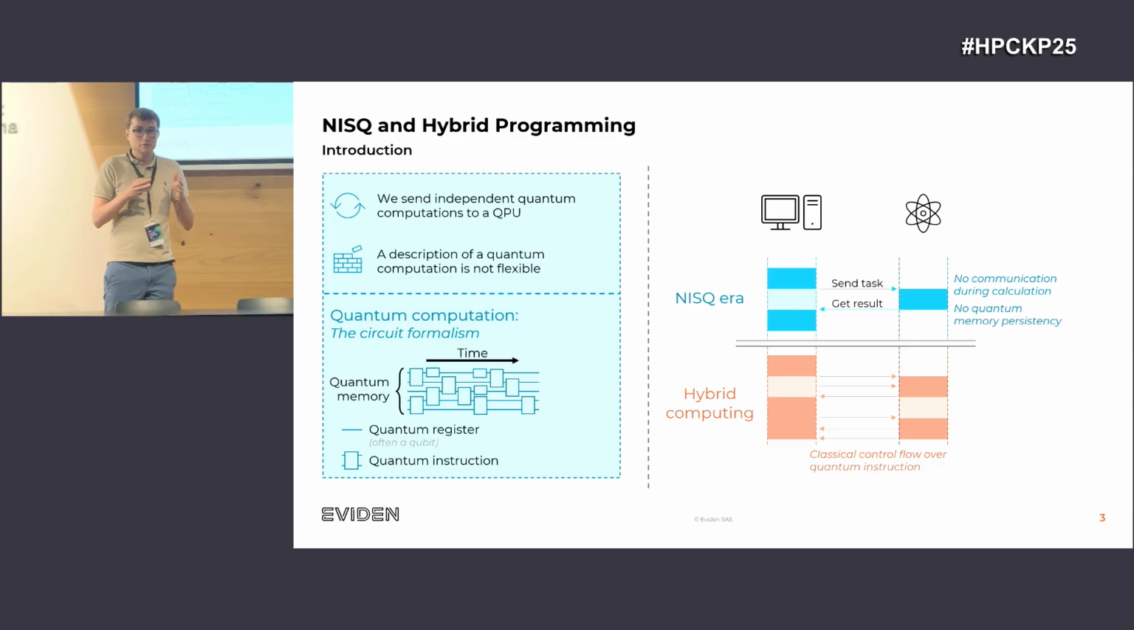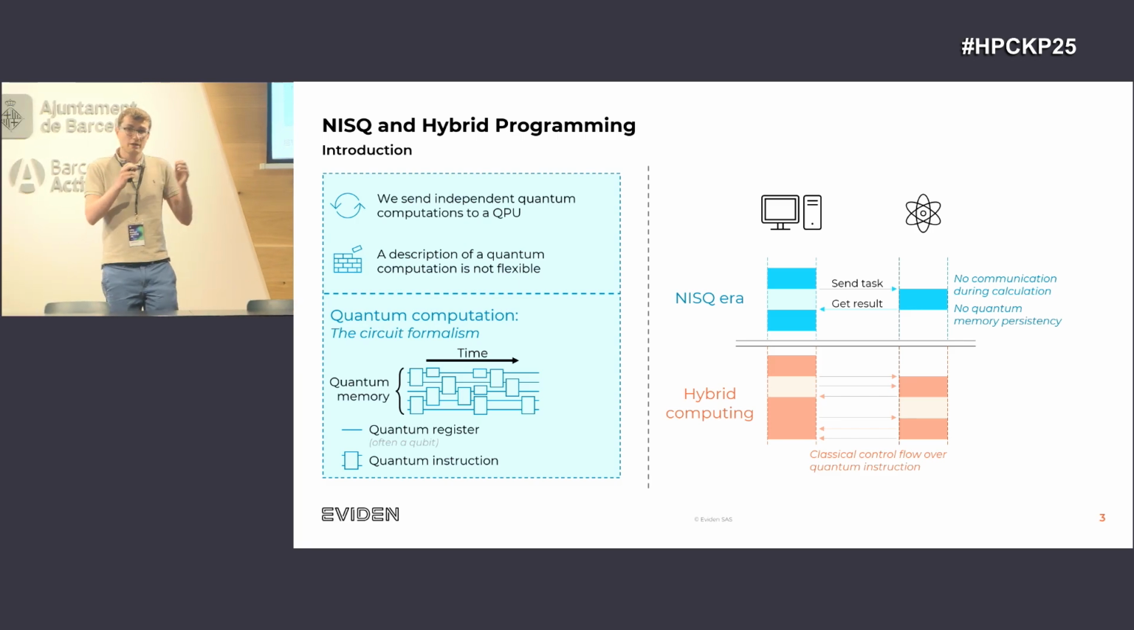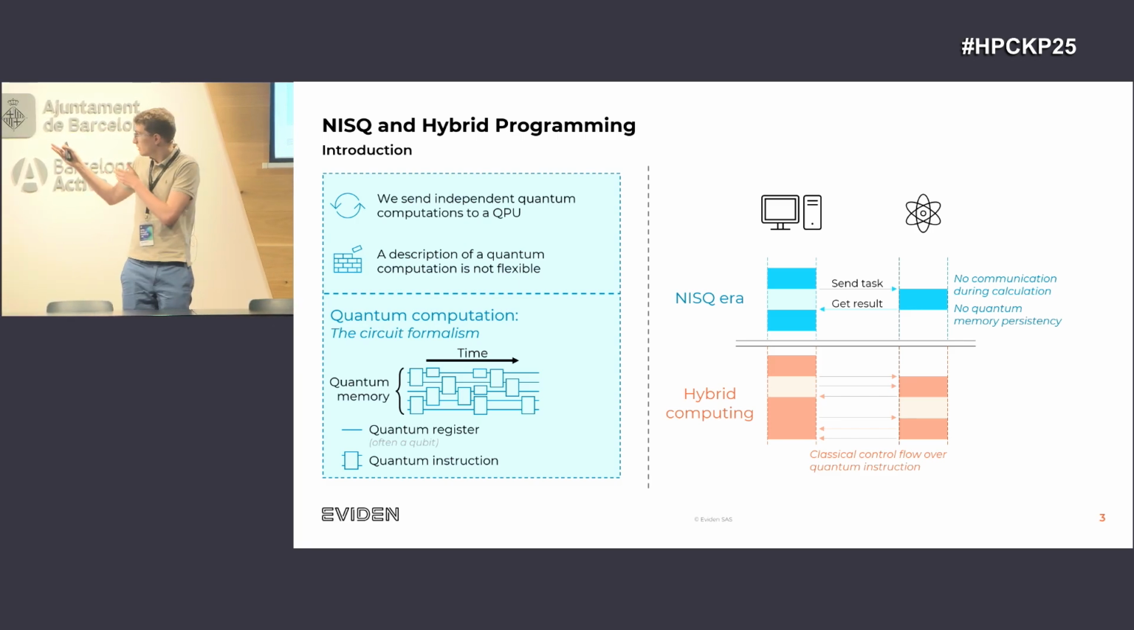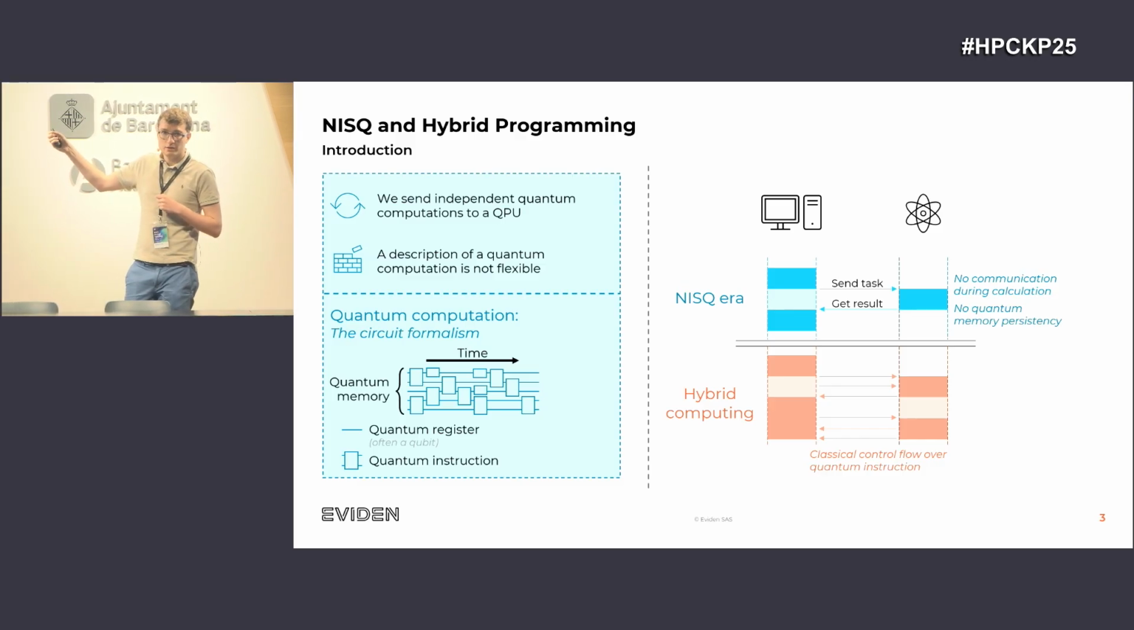But when we're talking about hybrid computing, we really want to use both classical resources and the accelerator. We will perform two computations in parallel, and we'll have a lot of communication during the computation. What we want to do is to switch from the NISQ era, in blue, to the hybrid computing era for quantum computing.